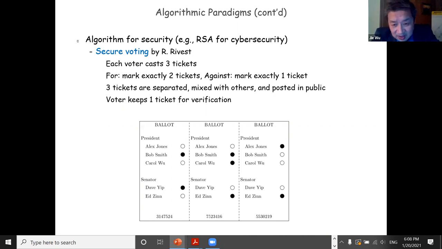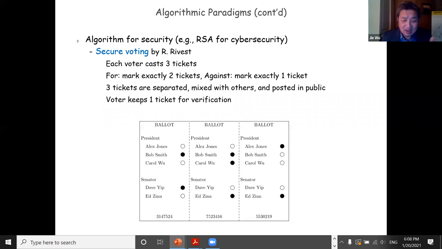You see that each ticket has a number at the bottom, right? That's the key. If someone changes your vote, you'll see that the one I have a copy of has been changed. But the officials do not really know which ticket you copied, right? So they cannot really just change it, because they don't know.